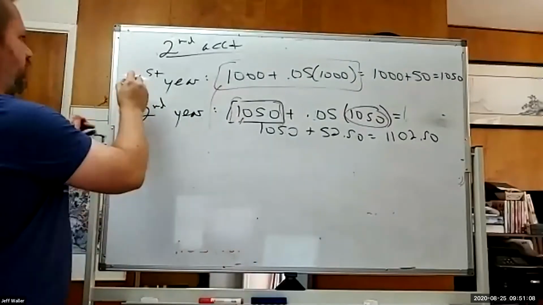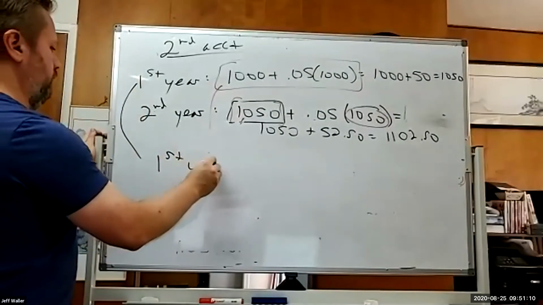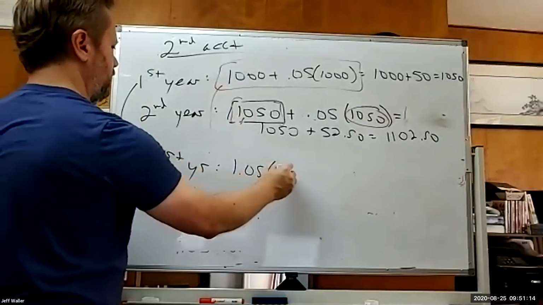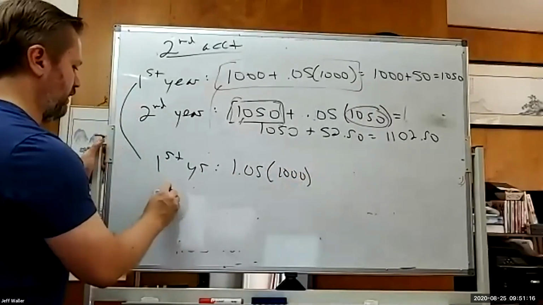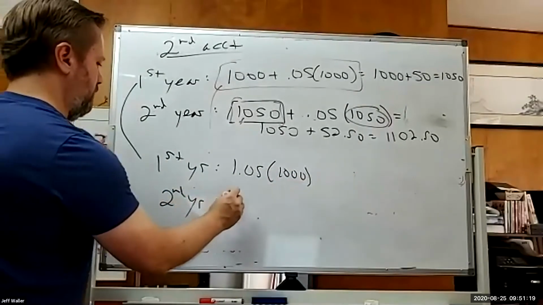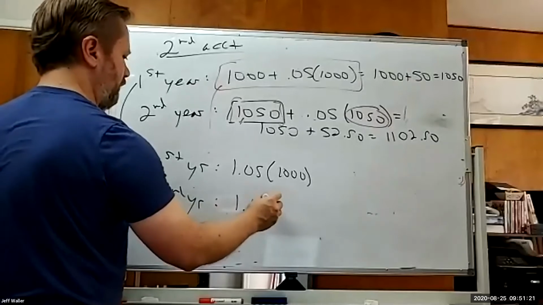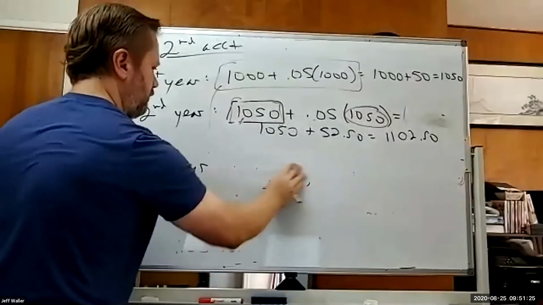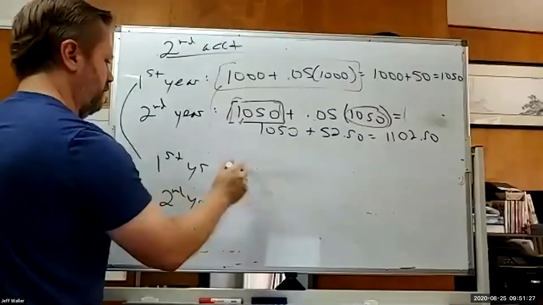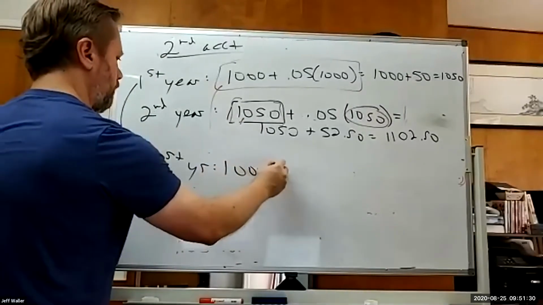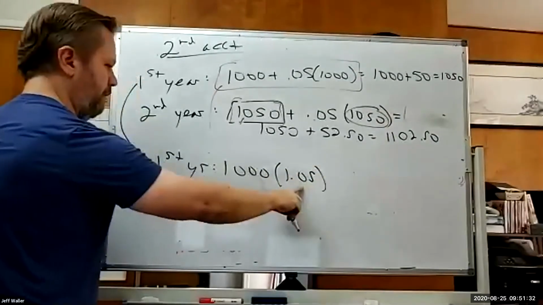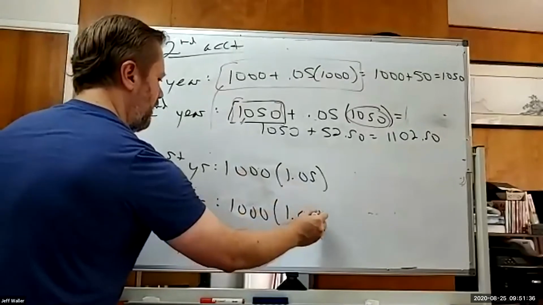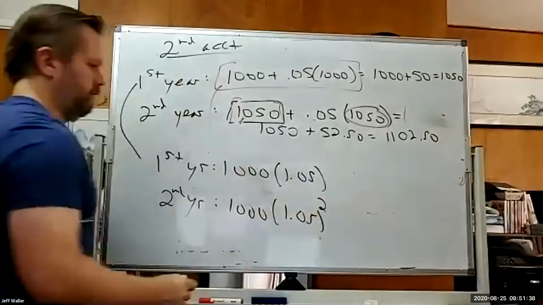Let me rewrite the first year here a better way. First year, the amount in the account is 1.05 times 1,000. The second year, the amount in the account will be 1.05 squared. So let me write this a little bit better, the way it's going to look for you in the book. 105% of 1,000. Now I'm going to apply this 5% twice.